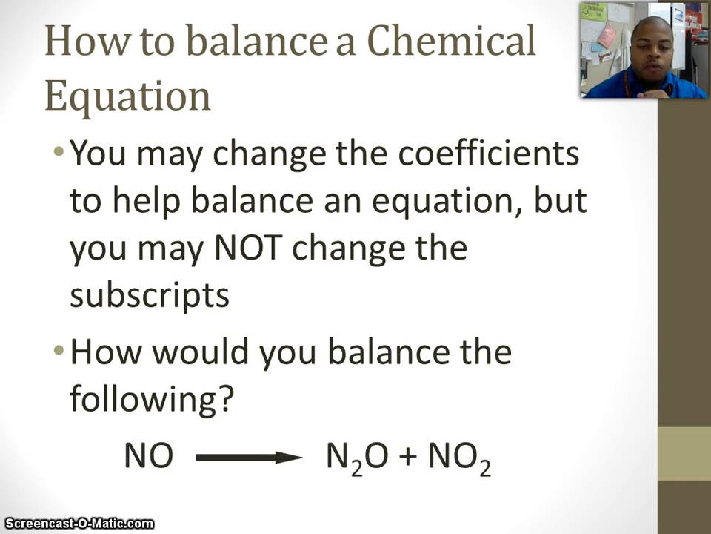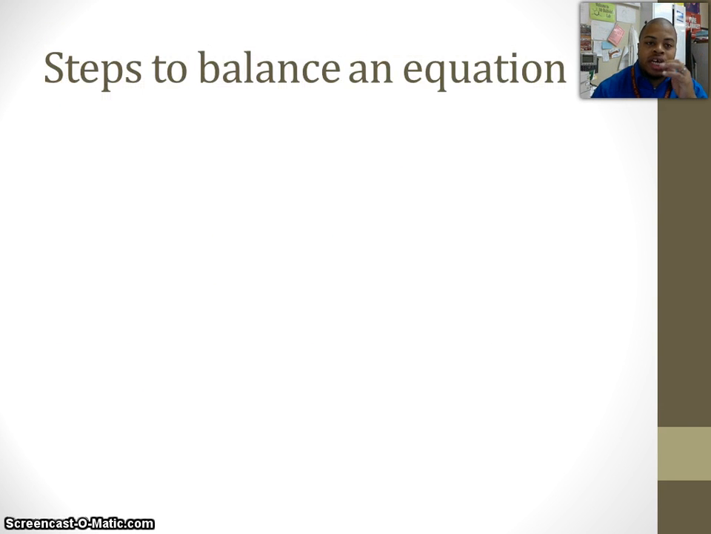Now, how will we balance the following? If I have nitrogen monoxide yielding dinitrogen monoxide and nitrogen dioxide, I have to figure out a way to balance this whole thing out. Make sure I have the same number of nitrogen on both sides and the same number of oxygen. This looks like it will be very difficult, but we're just going to follow a couple of steps.